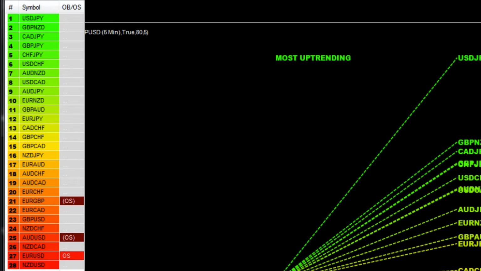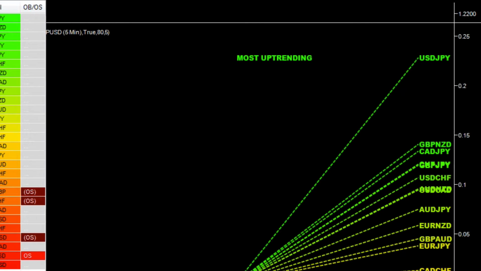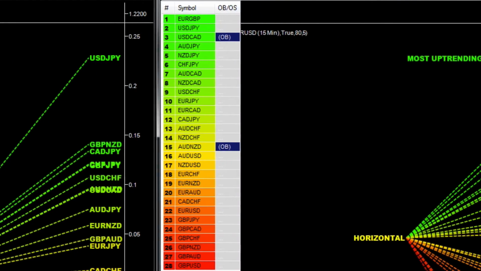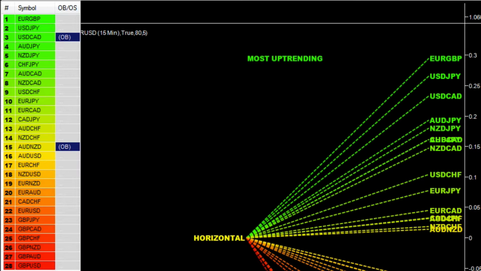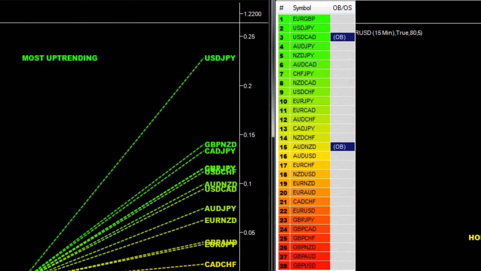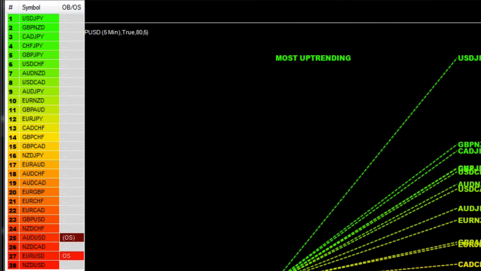If the pair is at an overbought state, an OB signal appears on a bright blue background. If the pair is approaching an overbought state, then an OB in brackets appears again on a dark blue background. And to the opposite side, if the pair is in an oversold state, an OS appears on a bright red background. And finally, if the pair is approaching an oversold state, an OS in brackets appears on a dark red background.